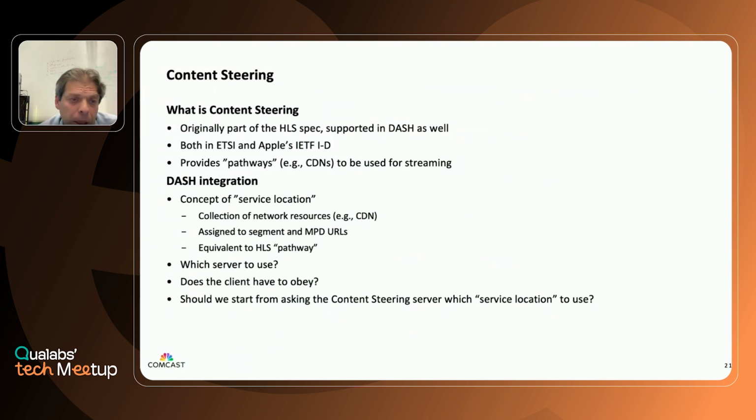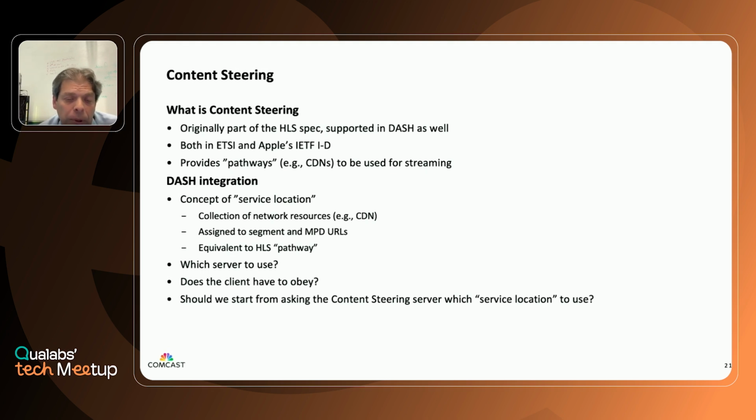What do we need to do in Dash? We need to go and integrate it. So we introduced a concept of service location, which is more or less a label that can be applied to an MPD or to a segment URL, and it's equivalent to a pathway in that spec. So we need to understand which server to use. Does the client have to obey the instructions, or is it optional? And then should we start our playback by asking the content steering server? So these are the key things.